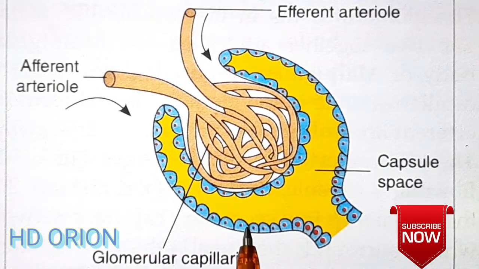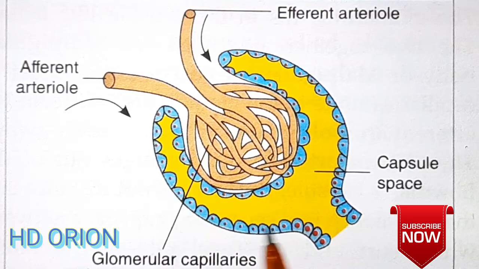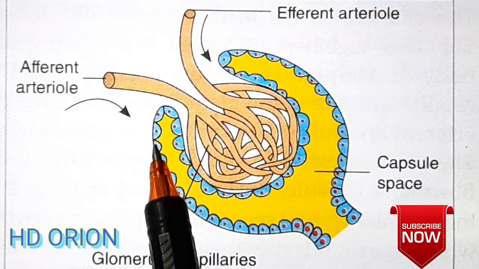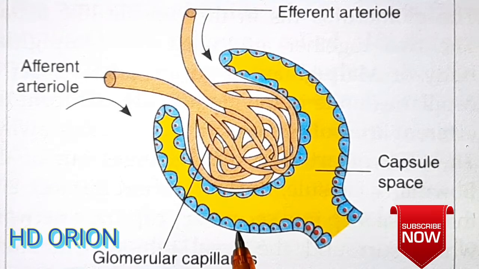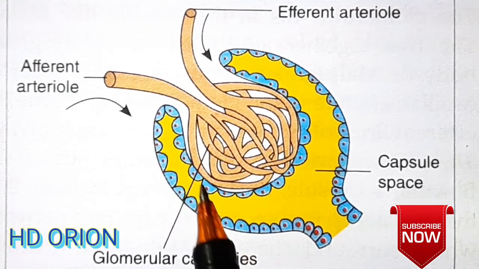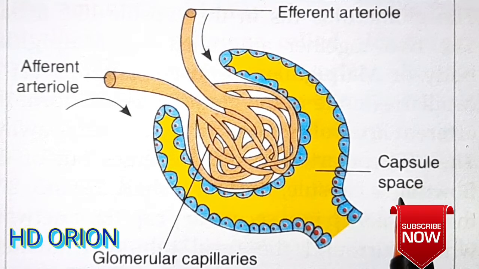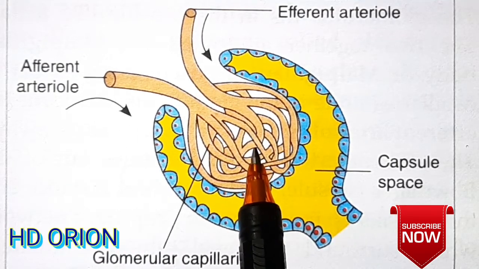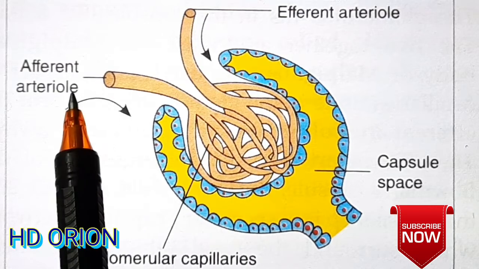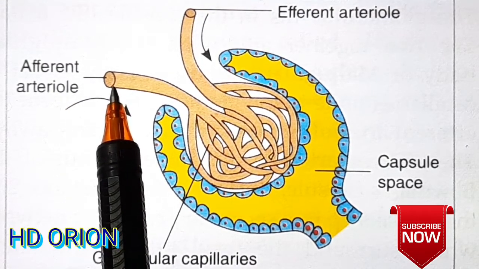Now this figure shows the Bowman's capsule and the glomerulus. This capsule is lined by a single epithelium, and the cells of this epithelium are known as podocytes. So you can see the cells shown in blue are the podocytes, and there is a space left which is known as the capsule space. In the Bowman's capsule, the glomerulus is present. The glomerulus is formed from the afferent arteriole. The afferent arteriole comes from the renal artery.